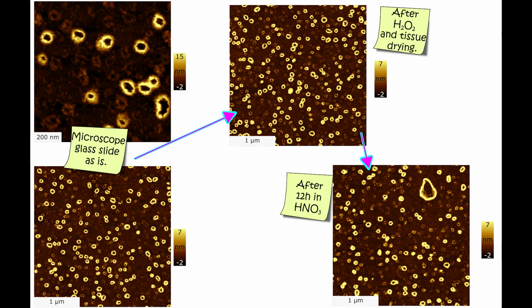We can see here that the cleaning procedure with the peroxide and the tissue doesn't affect the surface, doesn't modify it, or more importantly, doesn't add more dirt to it. After using the nitric acid for 12 hours, I didn't see any change, which in a way is good. It confirms that this treatment protects the glass.